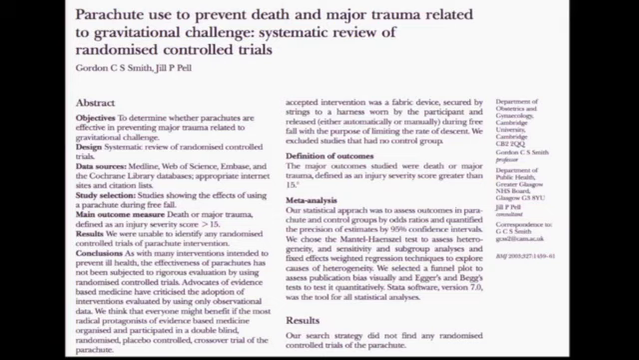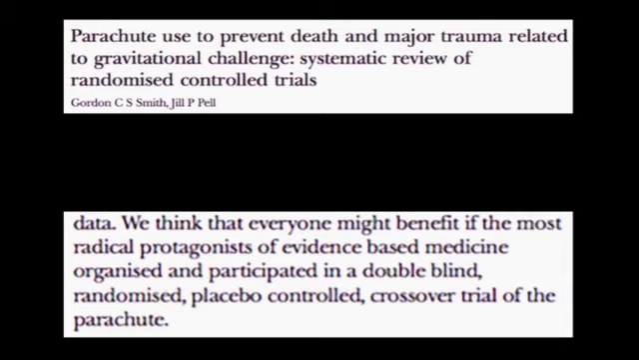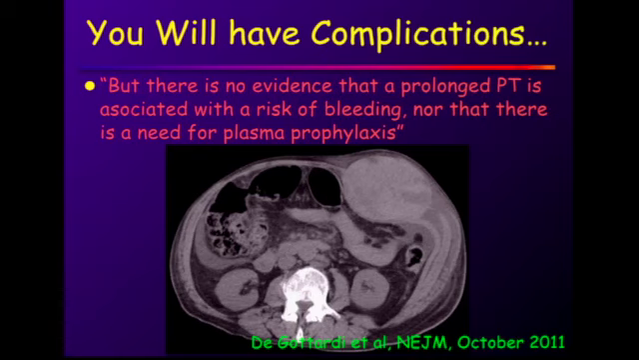This is a trial from one of the most prestigious gynecologists in the world at Cambridge University in the UK, and he published it in the prestigious British Medical Journal. Parachute use to prevent death and major trauma related to gravitational challenge: a systematic review of randomized controlled trials. And in that, he concludes that we think that everyone might benefit if the most radical protagonists of evidence-based medicine organized and participated in a double-blind, randomized, placebo-controlled crossover trial of the parachute. Take-home message, obviously, is have common sense.